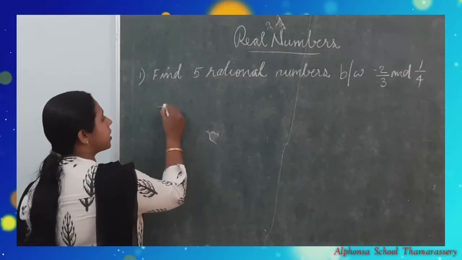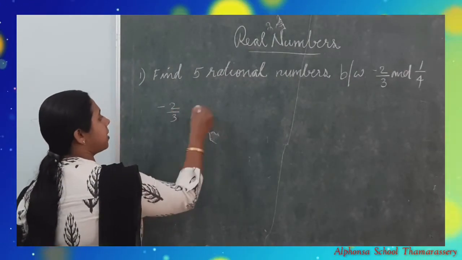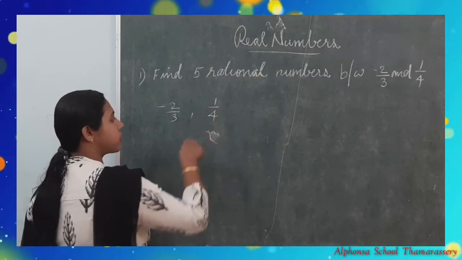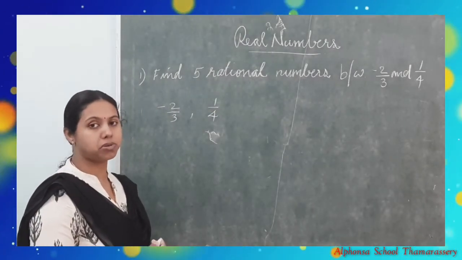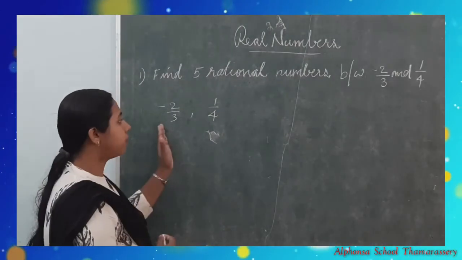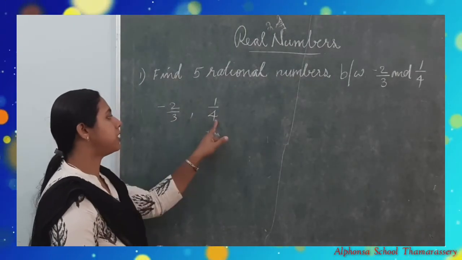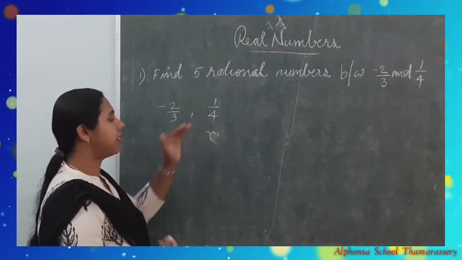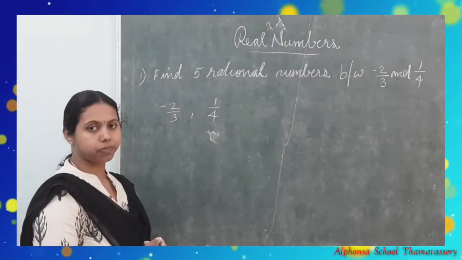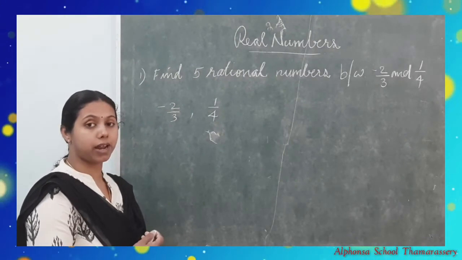Here minus 2 by 3 is a rational number and 1 by 4 is also a rational number. Both are in the form of P by Q and Q not equal to 0. We want to find 5 rational numbers between these two numbers. For that, first of all, you make the denominator same. Then you find the equivalent fractions.